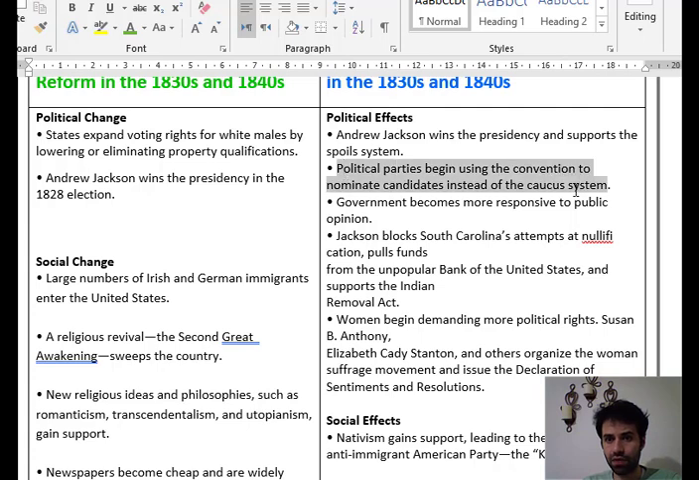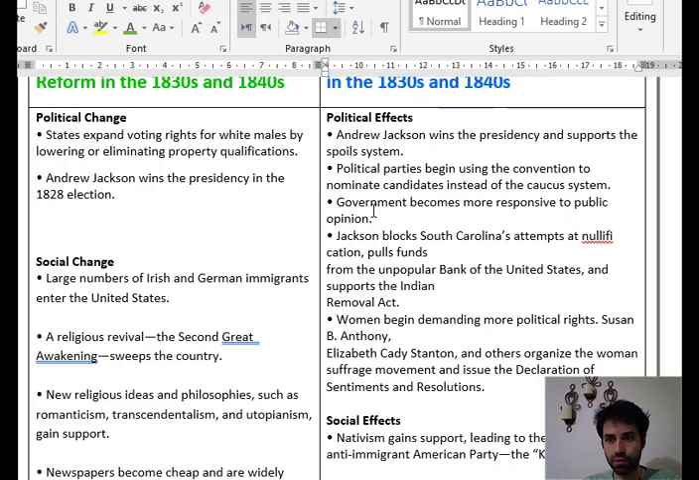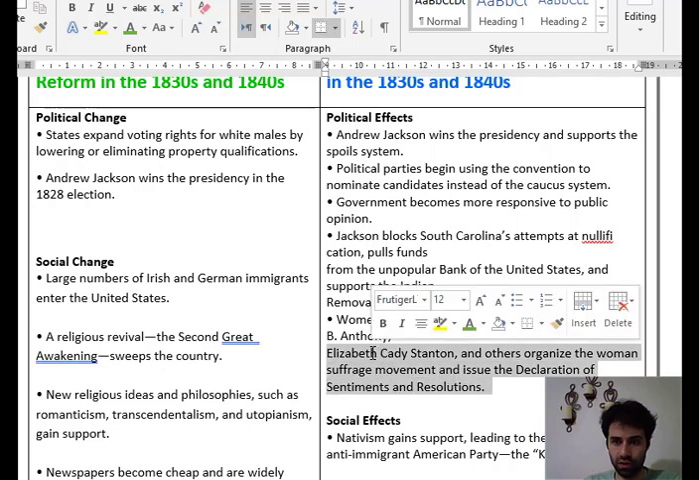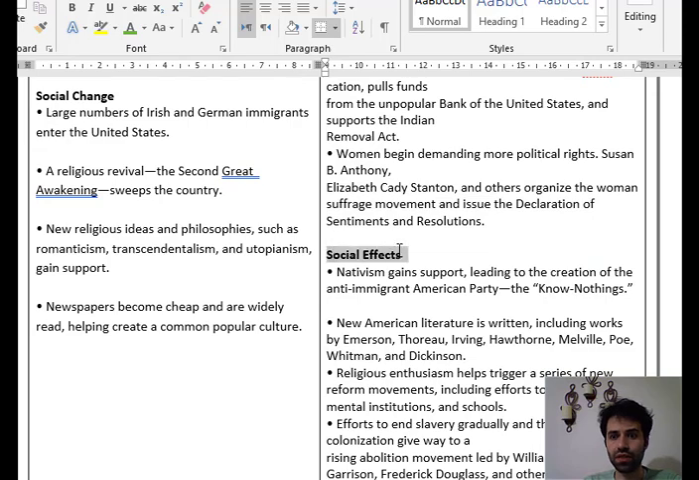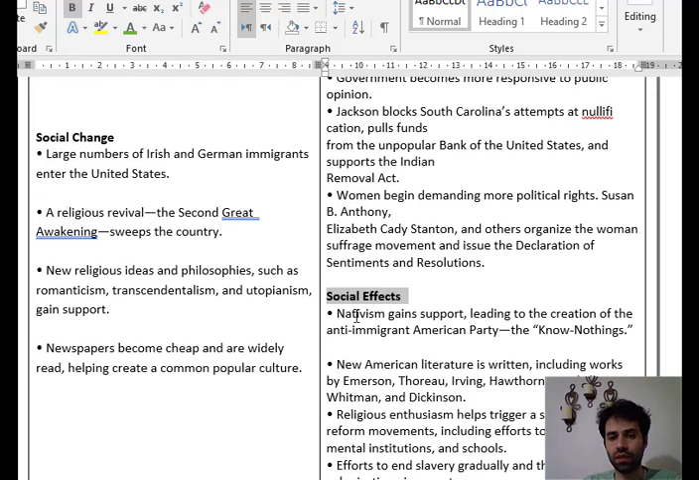Political parties begin using conventions to nominate candidates instead of the caucus system. Government becomes more responsive to public opinion. Jackson blocks South Carolina's attempts at nullification, pulls funds from the unpopular Bank of the United States, and supports the Indian Removal Act. Women began demanding more political rights. Susan B. Anthony, Elizabeth Cady Stanton, and others organized the women's suffrage movement and issued the Declaration of Sentiments and Resolutions. So what were the social effects of these reforms?